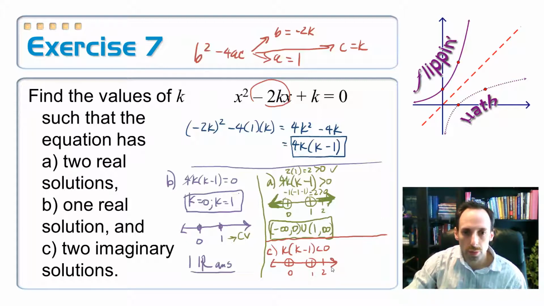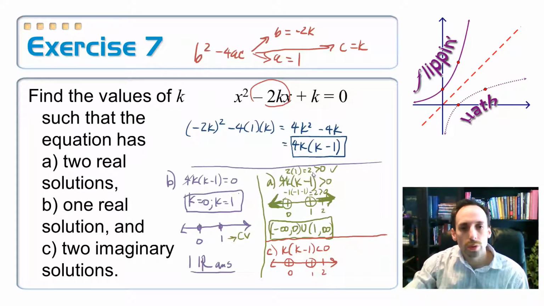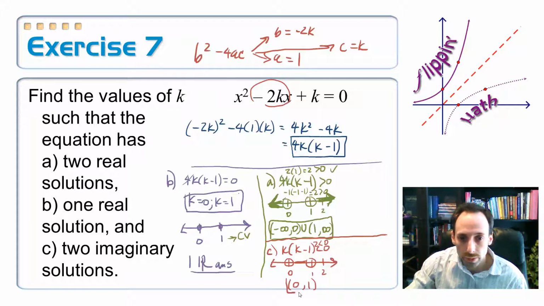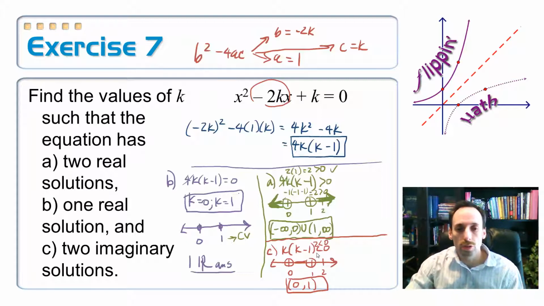Let's go ahead and test that number 2 out again. Do I really need to test it? Well, if I stuck 2 in up here before, I know that 2 made it greater than 0. Here it's going to be 2 is less than 0. That is a false statement, so it's not going to include anything there. It's going to include the stuff right there in the middle. So the answer is the interval from 0 to 1. Anything in between those is going to give me two imaginary solutions.